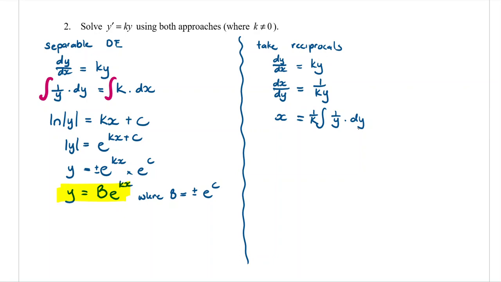Yeah? So integrating, 1 over k is out the front. Integrating 1 over y, we get log absolute values of y. And because we've integrated, plus c. Okay, then we want to get everything back in a y equals form. So subtract the c across the other side.